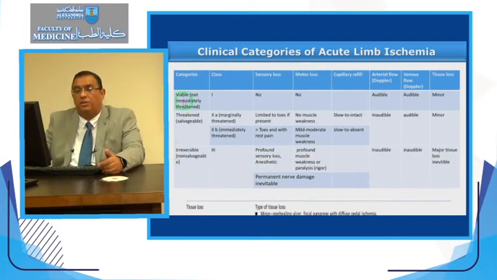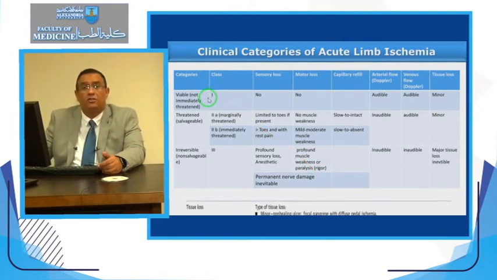The first one, which is the viable, this is class 1. There is no sensory loss, no motor loss, good capillary filling, audible flow, venous and arterial, with minor tissue loss, meaning non-healing ulcer, focal gangrene, pain, and so on. Here in this patient, we can do either intervention or medical treatment.